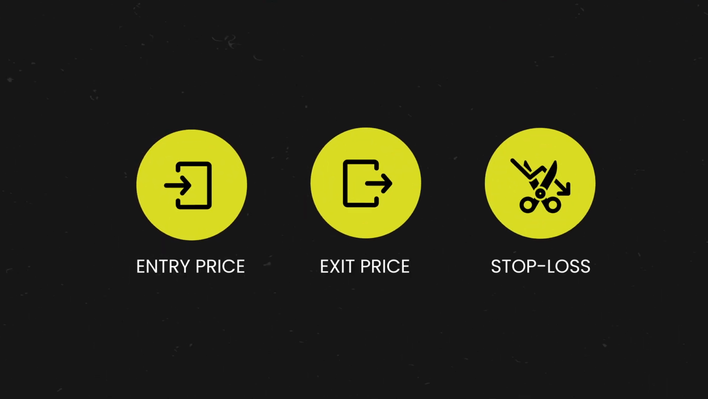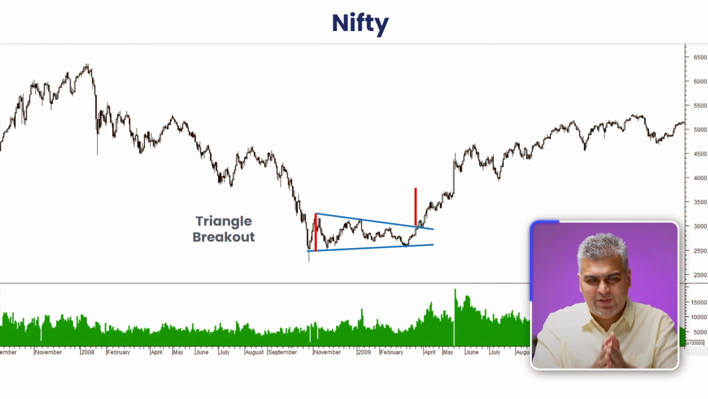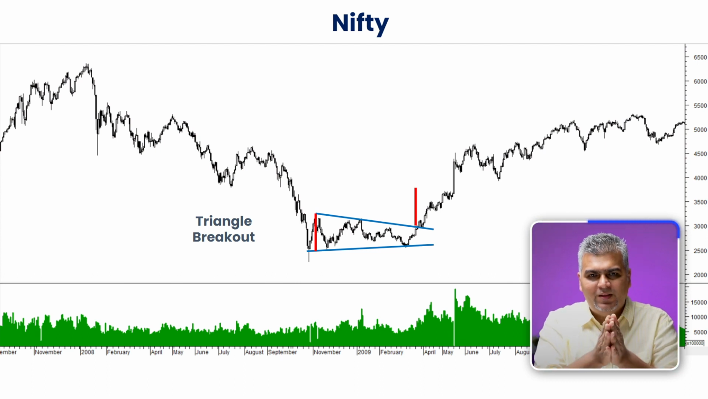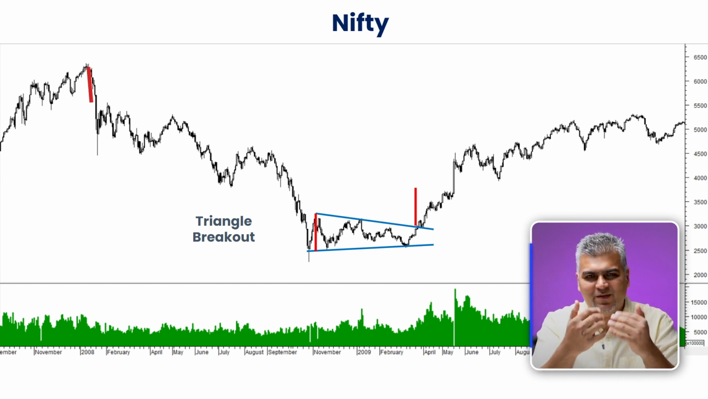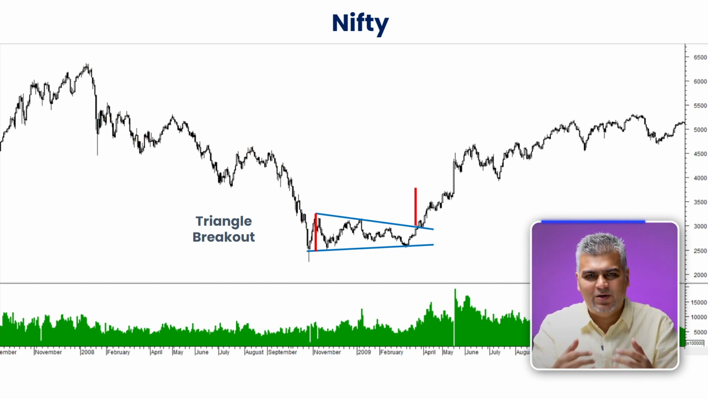Now we go to the final part of when you understand price action trading. What you want is an entry, an exit, and a stop loss. So let us take an example. This is a chart for Nifty which you see. This is post 2008. The markets fell. The Sensex fell from 21,000 to 8,000. The Nifty fell from 6,300 to roughly around 2,200, 2,500.